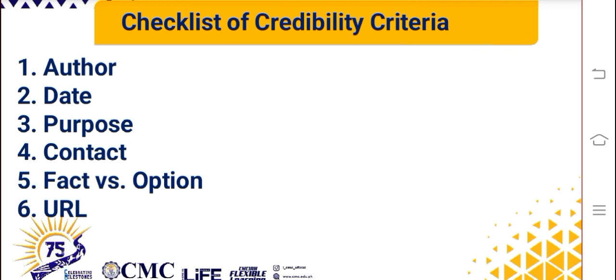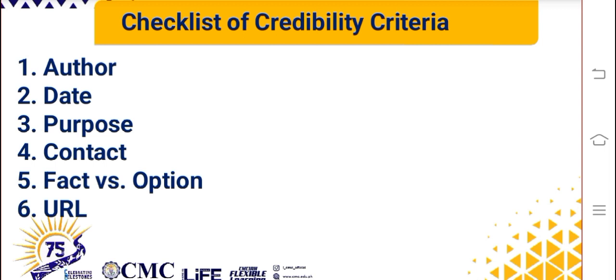Checklist of credibility criteria. The first step in evaluating the credibility of websites is to review several important aspects of the site. Number 1, author. Check the credentials of the author, the company, or the expert, and determine their qualification to provide information on the subject being researched. Some websites do not list specific authors, but the credibility of the company can be explored by reviewing the site's about page.